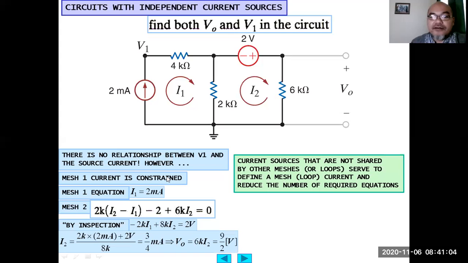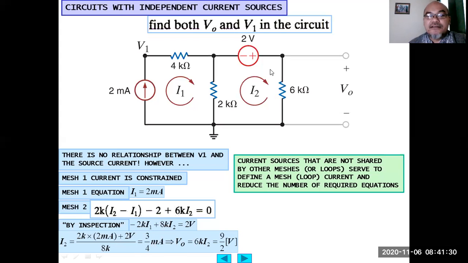So I1 is already known here, which is 2 milliampere. So I2 will be equal to, moving this to the right-hand side of the equation, 2 kilo multiplied by I1, which is 2 milliampere, plus 2 volt, then divided by 8k. So that equals 3 over 4 milliampere.